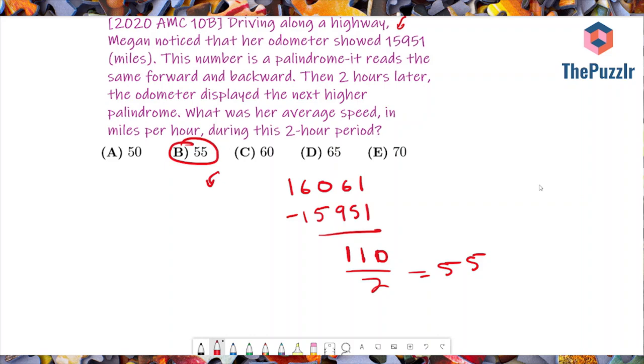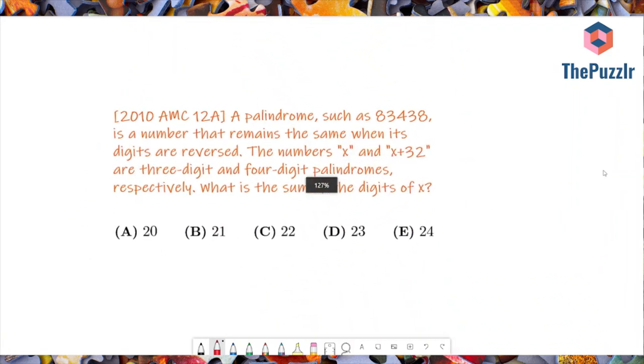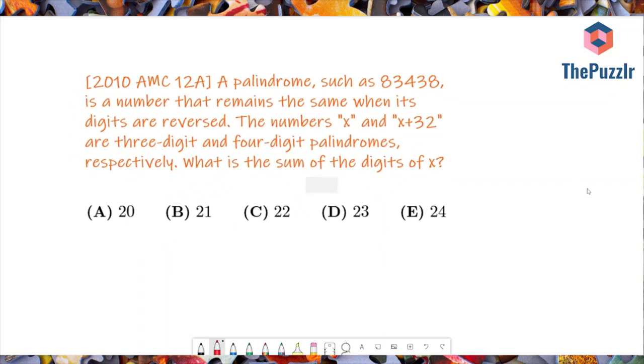That's easy. Let's look at a harder example. A palindrome such as 83438 is a number that remains the same when its digits are reversed. The numbers x and x plus 32 are 3 digit and 4 digit palindromes, respectively. What is the sum of the digits of x? So we're only adding 32 to this 3-digit number to get the 4-digit number, so it's not going to be too high. How many 3-digit palindromes are there that, when adding 32 to them, you'll get a 4-digit number?